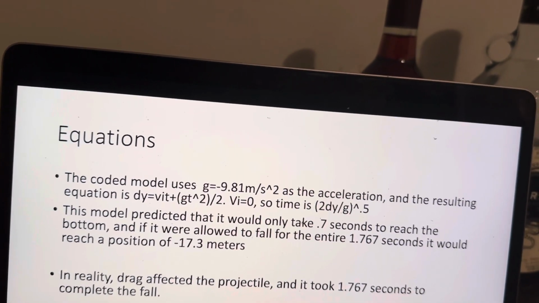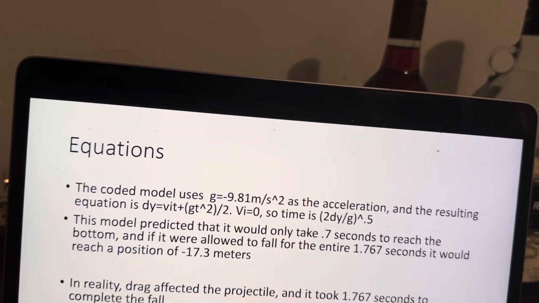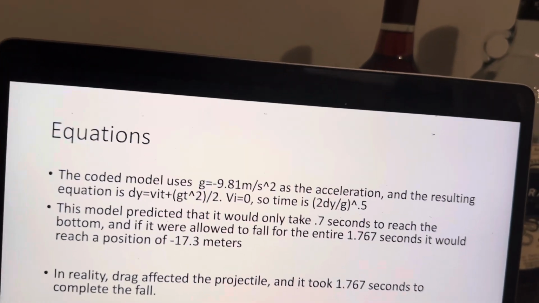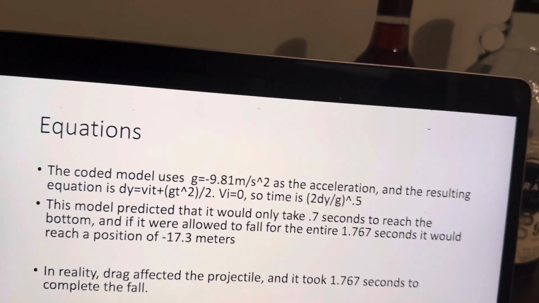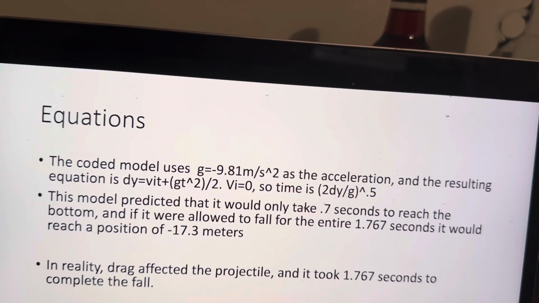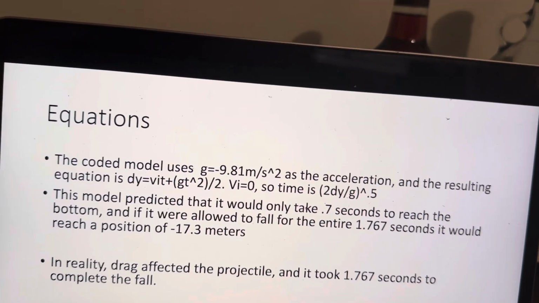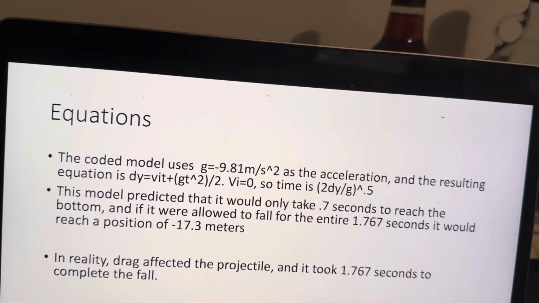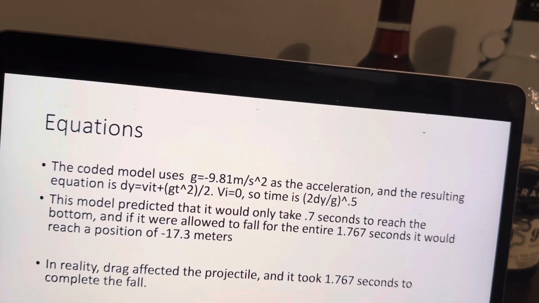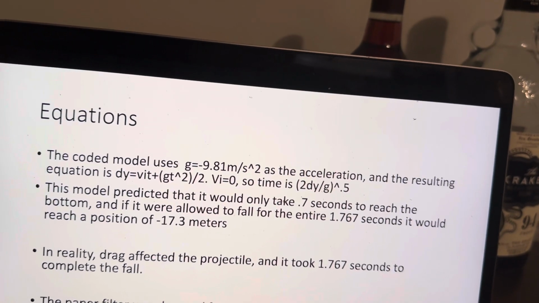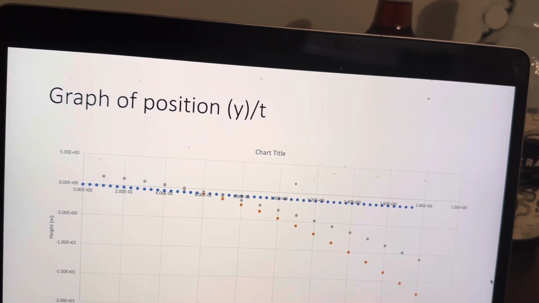This model predicted that it would take only 0.7 seconds to reach the bottom of the 1.5 meter drop, and if it were allowed to fall for the entire 1.767 seconds that the experiment took, it would reach a position of negative 1.73 meters, so a total displacement of 18.8 meters in magnitude. In reality, the drag affected the projectile and it took 1.767 seconds to complete the fall. The paper filter was dropped from a height of 1.5 meters and the initial velocity was 0, 0, 0.